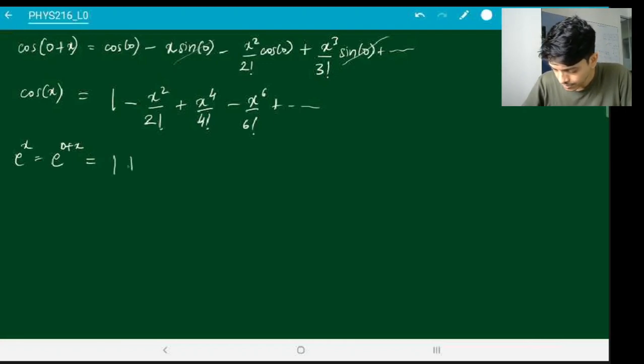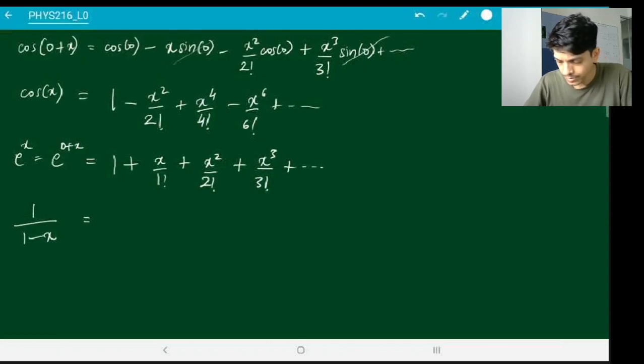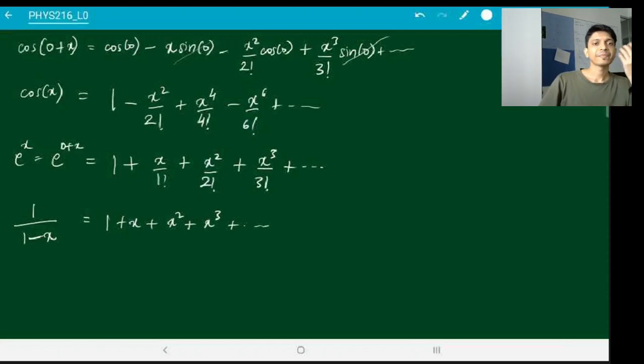So then you will get something like 1 plus x squared by 2 factorial plus x cubed by 3 factorial, and so on. Or you can check what is 1 over 1 plus x, and this, let's take minus 1 over 1 minus x. This is 1 plus x squared plus x cubed, and so on. So in general, any kind of function that you have, it is possible to write down a Taylor series expansion. There is something called radius of convergence, which limits how far you can go.